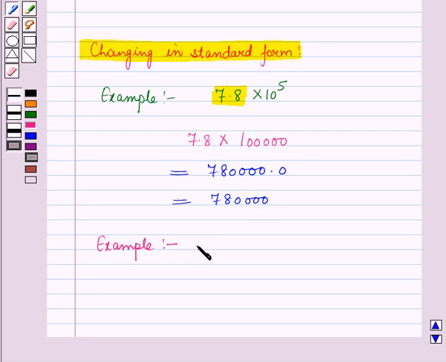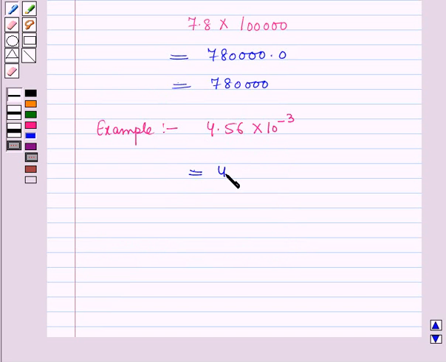Now in the second example, we will write 4.56 into 10 raised to power minus 3 in standard form. Now this is equal to 4.56 into 1 upon 10 raised to power 3, which is 1000. So this is equal to 0.00456. Now here the decimal point moves 3 places to the left from its existing position.